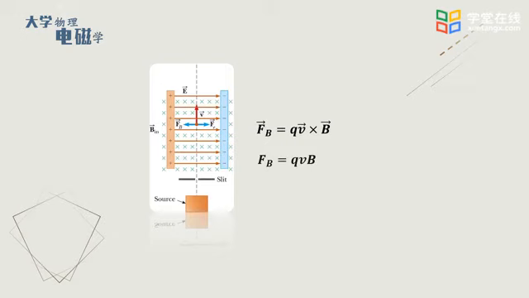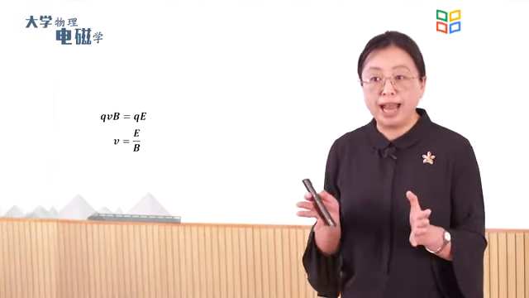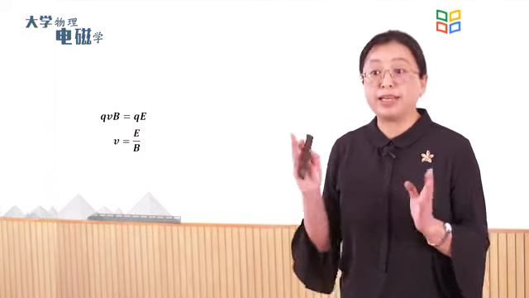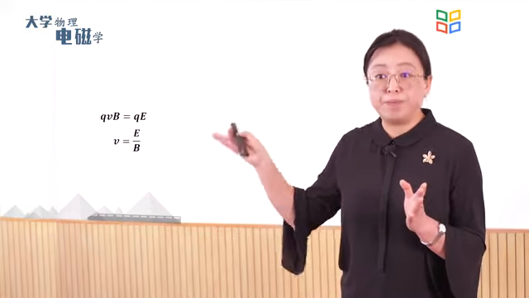The magnitude of FB equals QVB since the velocity is perpendicular to the field. The direction of FB is determined by the right-hand rule, which is to the left. On the other hand, the value of the electric force equals QE, and the direction is to the right. When the magnitudes of the two fields are chosen so that QE equals QVB, the two forces cancel. In this situation, V equals E divided by B.